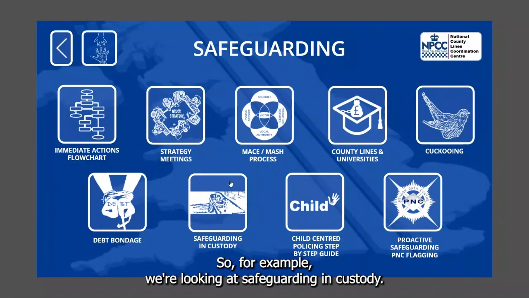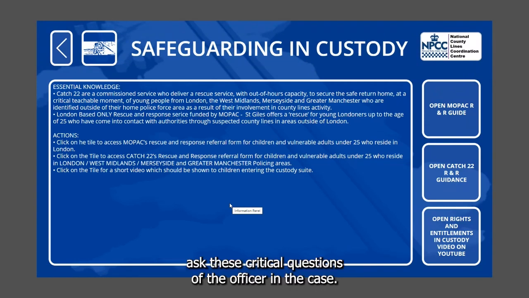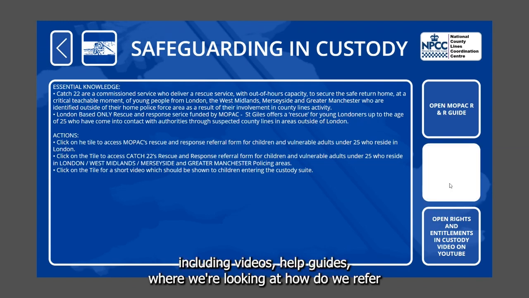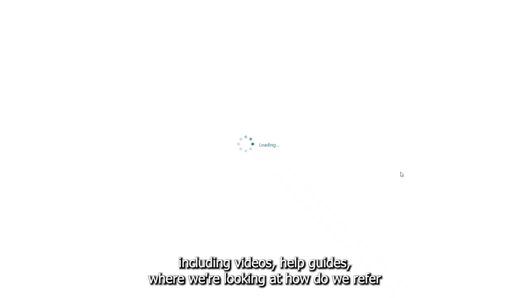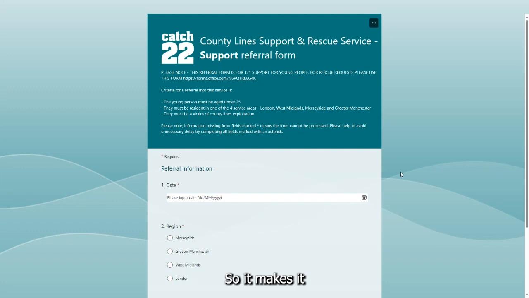So, for example, we're looking at safeguarding in custody. We're asking more of our colleagues within the custody directorate to turn around and say, right, ask these critical questions of the officer in the case, ask them of the arresting officer, look at national referral messages as well, including videos, help guides, where we're looking at how do we refer into our national partners such as Catch 22, which I've just brought up there. So it makes it much easier, we're going to go about doing this.